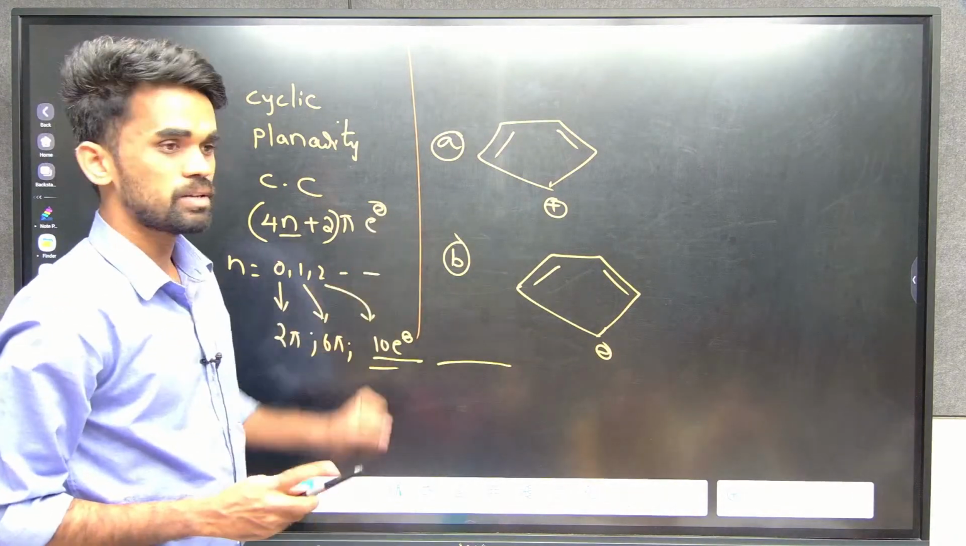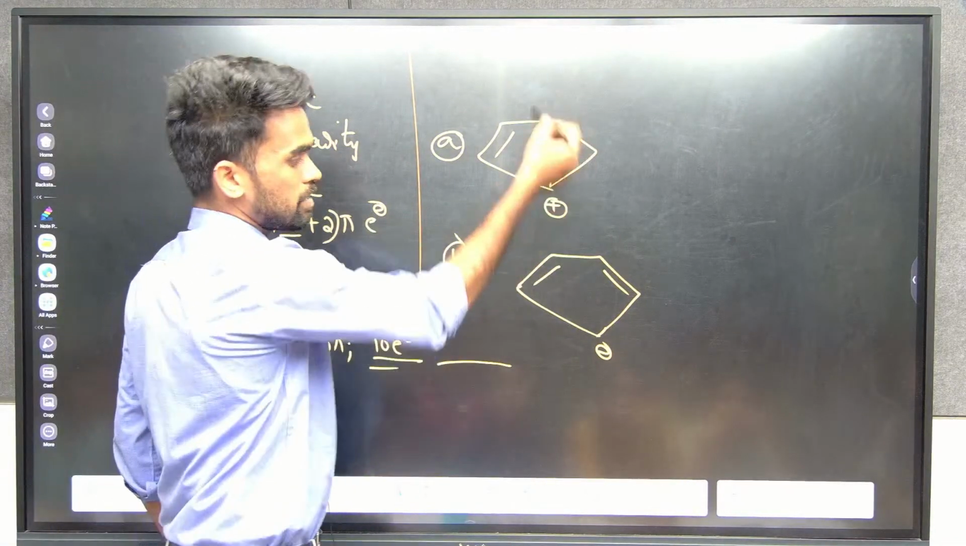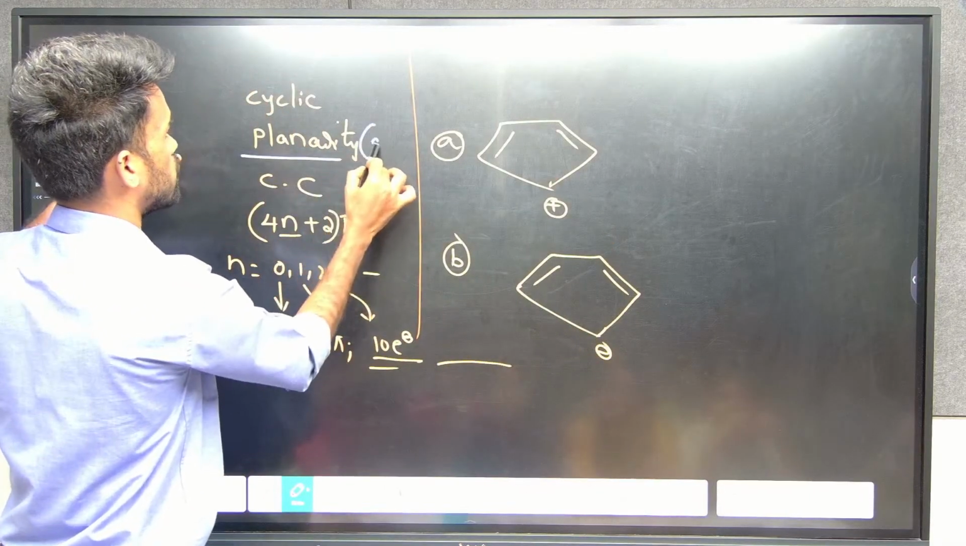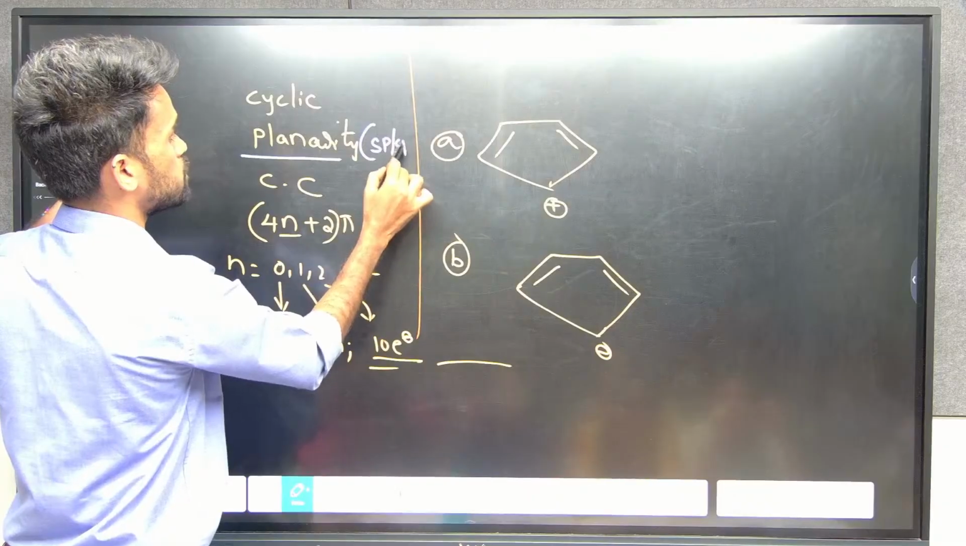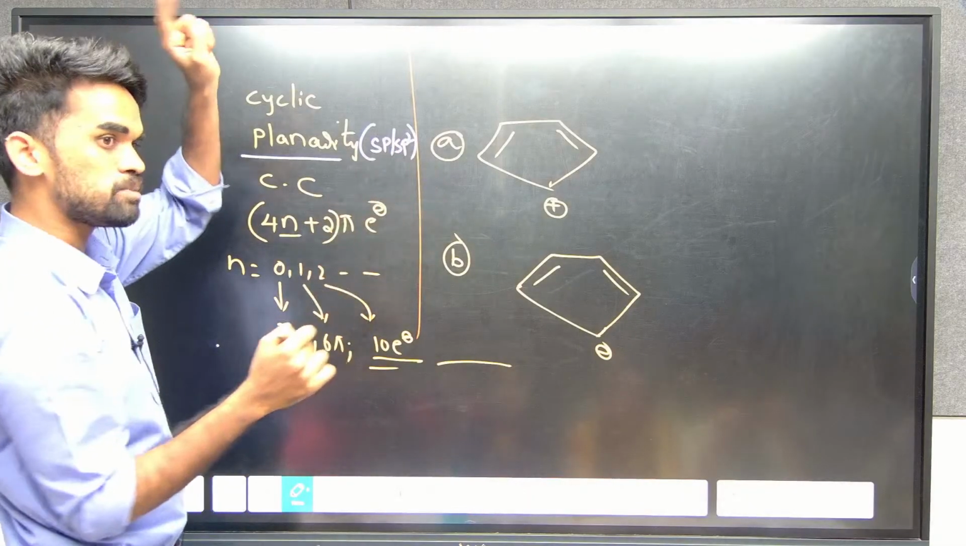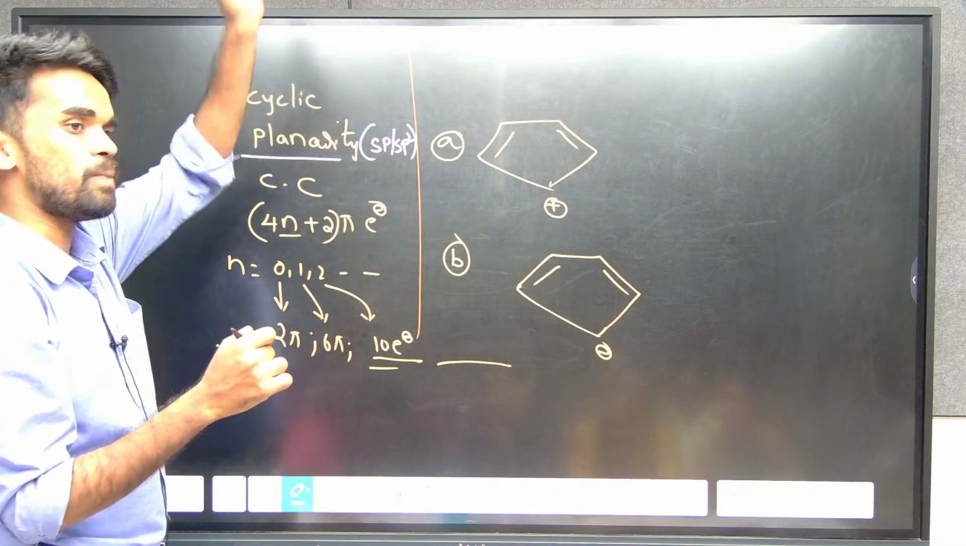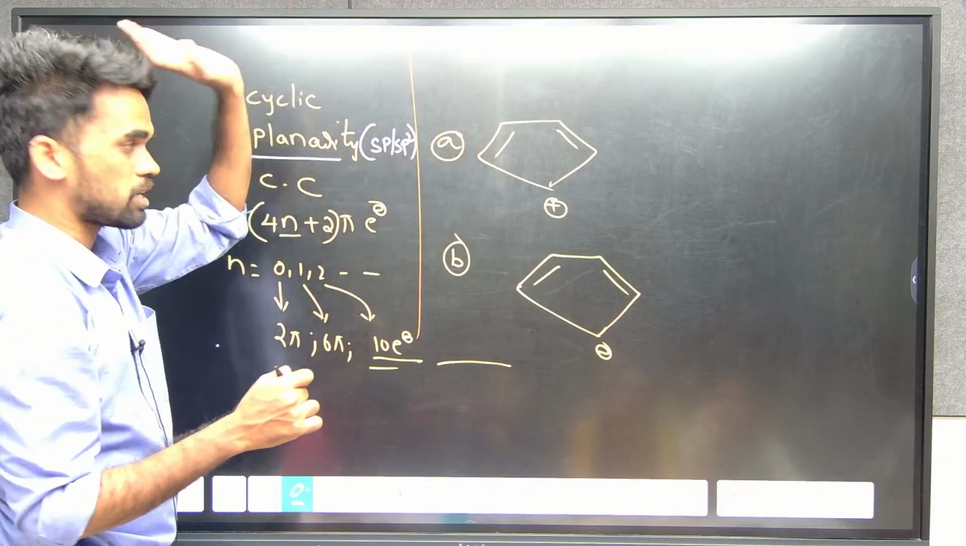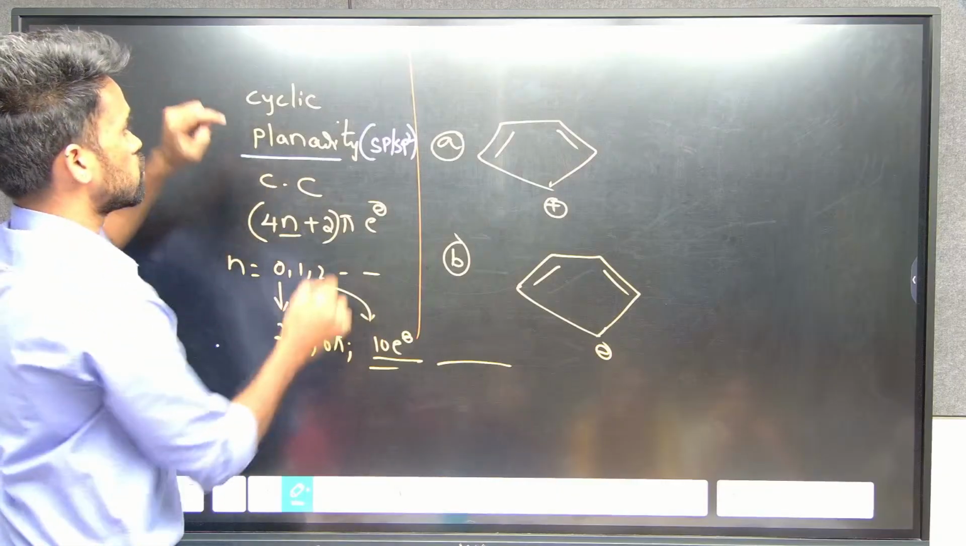What about the first one? Cyclic, both compounds are cyclic. Next, planarity means it should either have sp or sp2. Sometimes there will be sp3 carbons also, but they won't participate in this conjugation, they won't disturb this conjugation. So that compound is also aromatic.